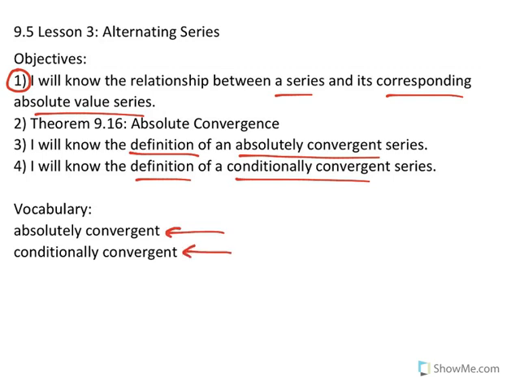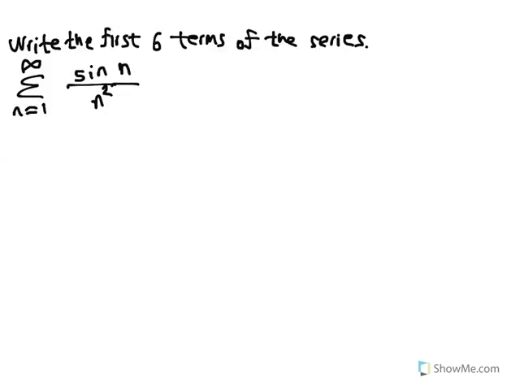Right now, we will take a look at a problem that will help us with Objective 1, so that you will understand the relationship between a series and its corresponding absolute value series. And this problem will also help us to understand Theorem 9.16 about absolute convergence, and the definition of an absolutely convergent series. This is the series that we're looking at. You should write the first 6 terms of this series.